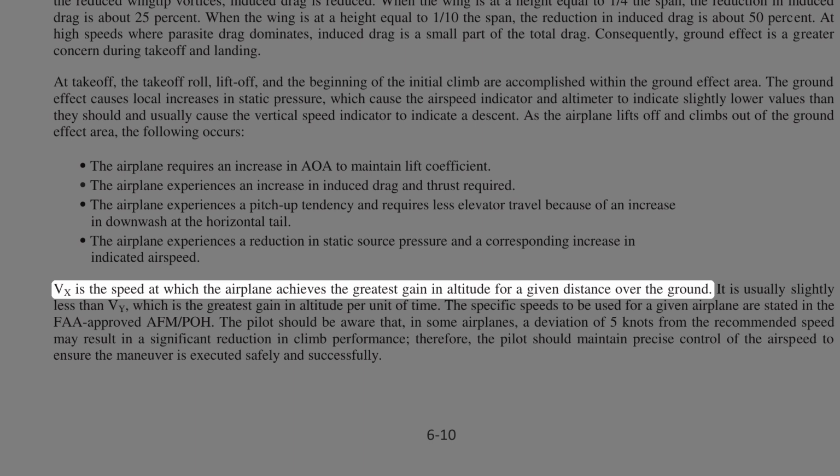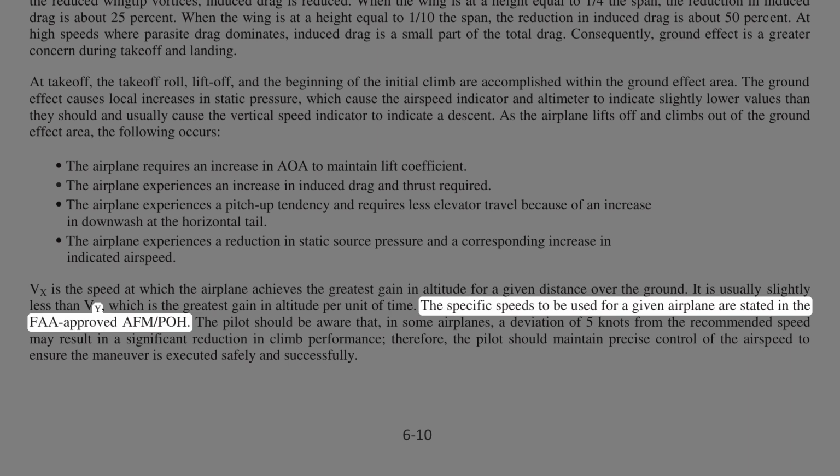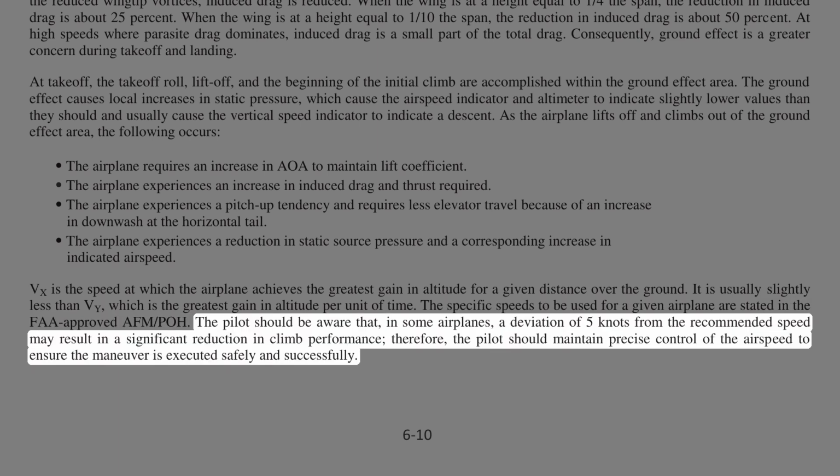VX is the speed at which the airplane achieves the greatest gain in altitude for a given distance over the ground. It is usually slightly less than VY, which is the greatest gain in altitude per unit of time. The specific speeds to be used for a given airplane are stated in the FAA-approved AFM/POH. The pilot should be aware that, in some airplanes, a deviation of 5 knots from the recommended speed may result in a significant reduction in climb performance. Therefore, the pilot should maintain precise control of the airspeed to ensure the maneuver is executed safely and successfully.